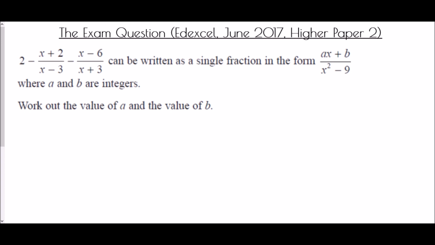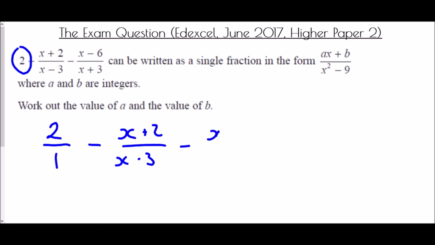Now, this question has a couple of little elements to it. The first one is that the very first number is not a fraction. So we need to think about that. How are we actually going to deal with the fact that the 2 is not a fraction? And that's actually the easiest bit. The way to make 2 a fraction is to think, what do I divide 2 by to make 2? Well, I divide it by 1. So 2 over 1 is the same as 2 on its own. So then 2 take away (x plus 2) over (x minus 3), take away (x minus 6) over (x plus 3).